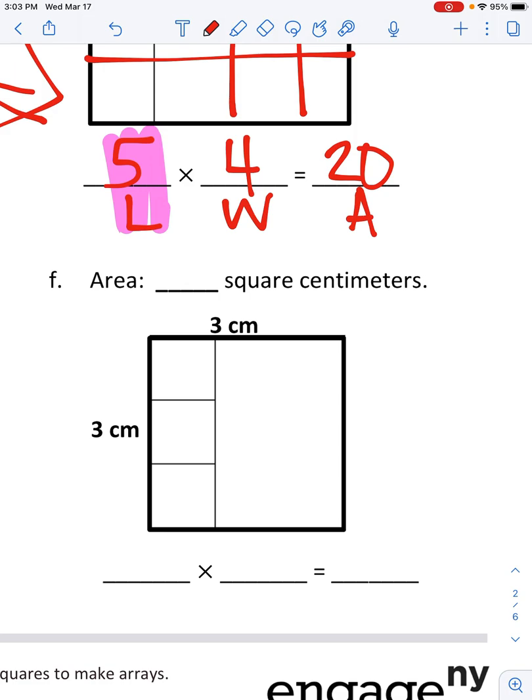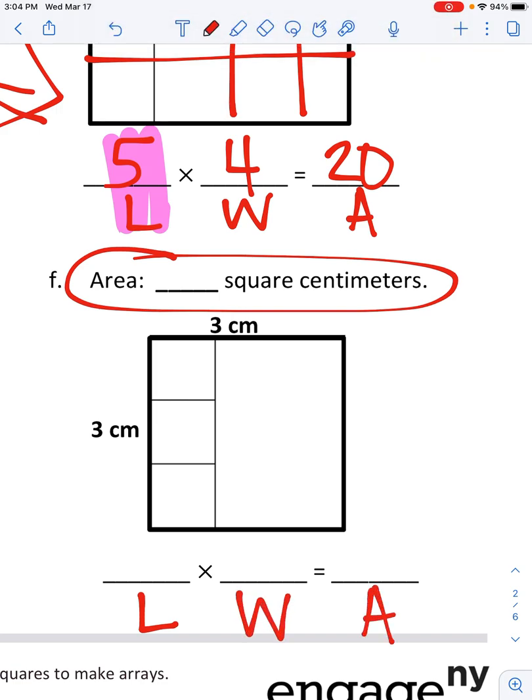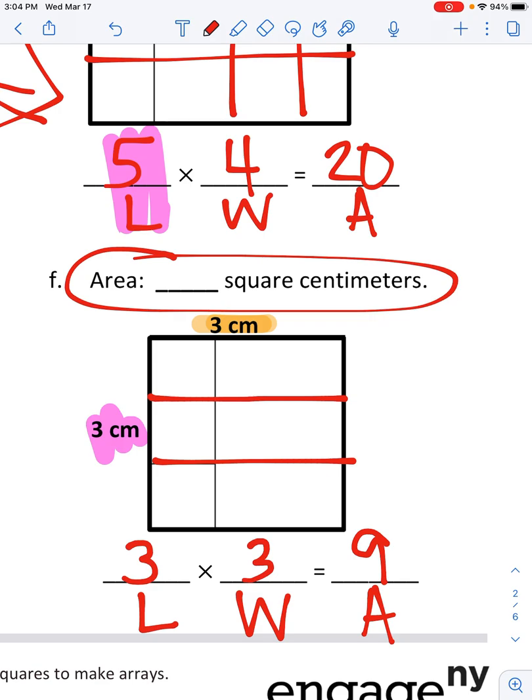Letter F, we don't know the area yet. So we need to fill in the blanks. Length times width equals area. My length is 3. My width is 3. So I know to find the area, I will do 3 times 3, which is 9. I'll extend my lines. And then I need to make sure that I have 3 columns as well. So for I have 1, I need to split it 2, 3. Now I have 9 squares.